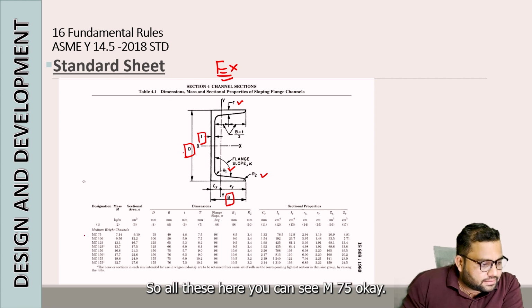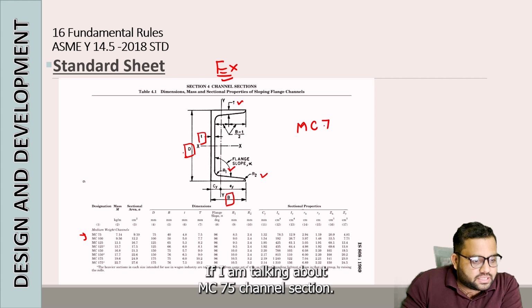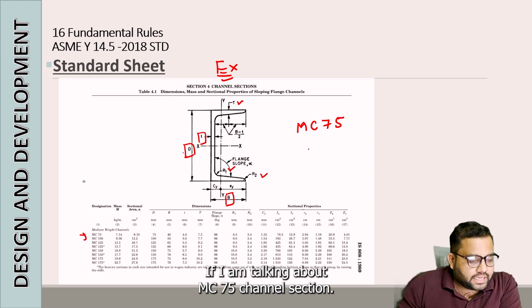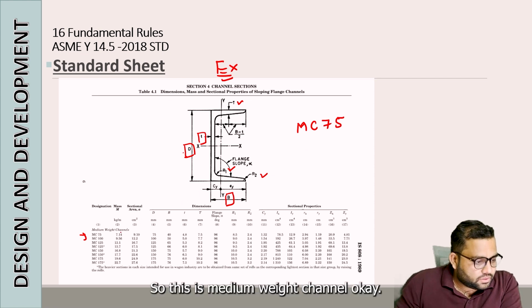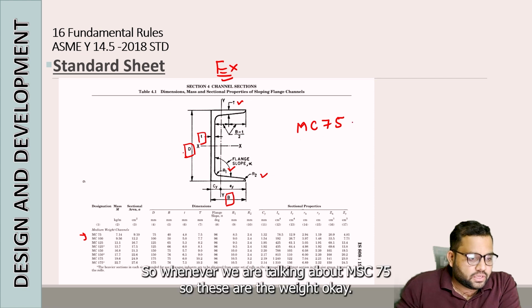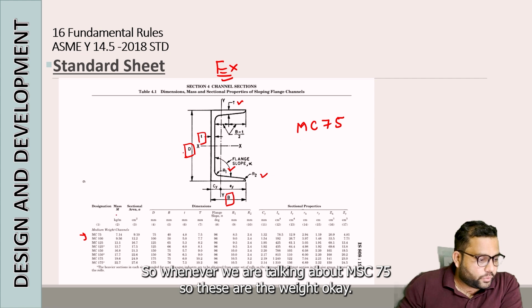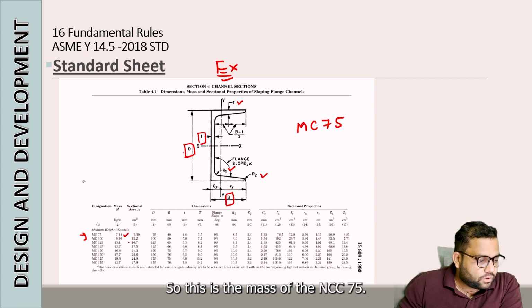So all these, here you can see MC75. If I am talking about the MC75 channel section, this is a medium weight channel. Whenever we are talking about MC75, these are the weight, this is the mass of the MC75, and this is the sectional area.